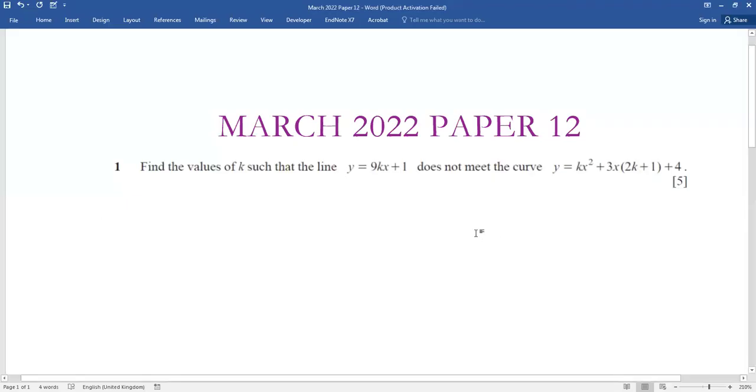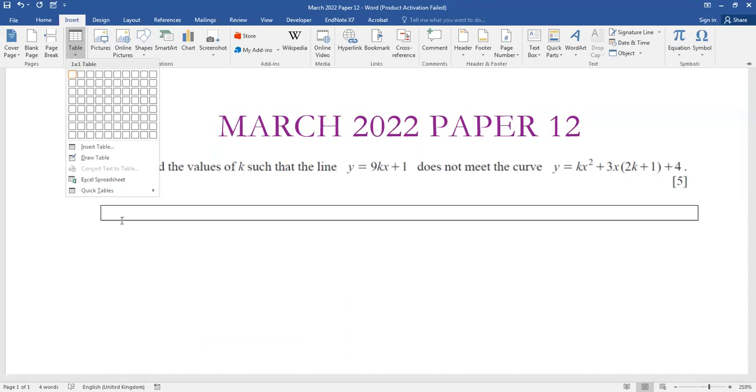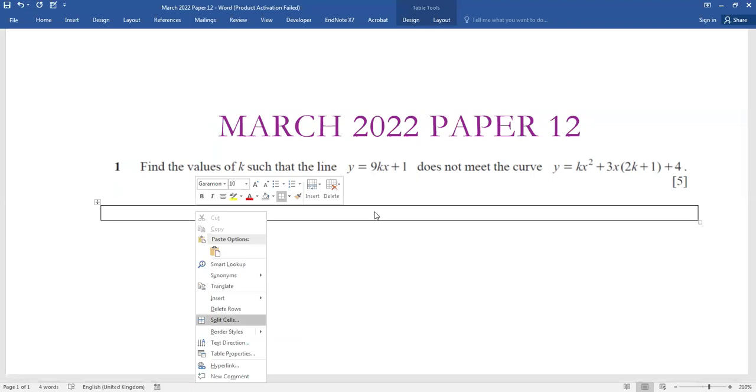Okay, so the paper that we'll be attempting today is March 2022, paper 120606. Obviously it has the same syllabus as 4037, so nothing changes, but this is a special paper that is just carried out in India. The entire syllabus is the same. So yeah, just some big questions.